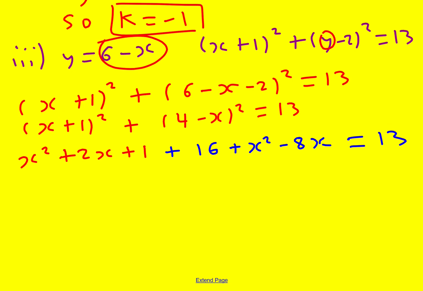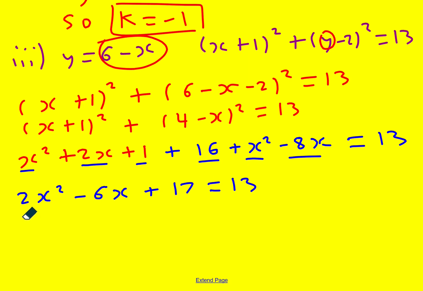Okay, let's simplify this. I've got x squared, that's going to give me 2x squared. I've got 2x minus 8x, that's going to give me minus 6x. I've got plus 1 plus 16, that's going to give me plus 17, equals 13. And then minus that 13 from both sides. This is starting to look a lot nicer. Divide through by 2. I'm expecting this to factorize.